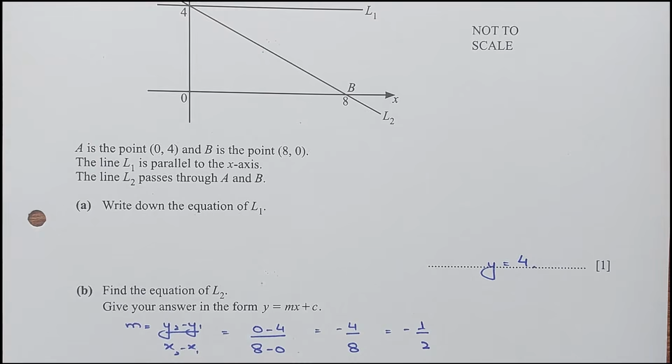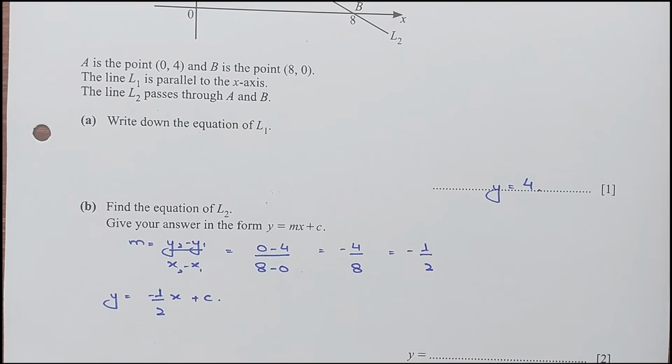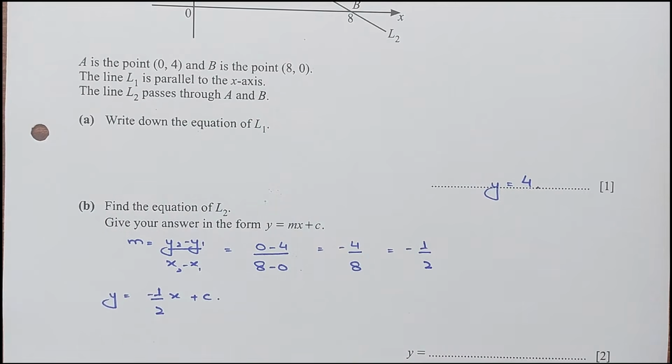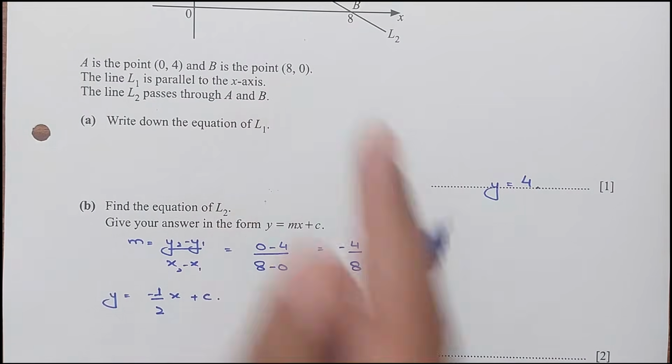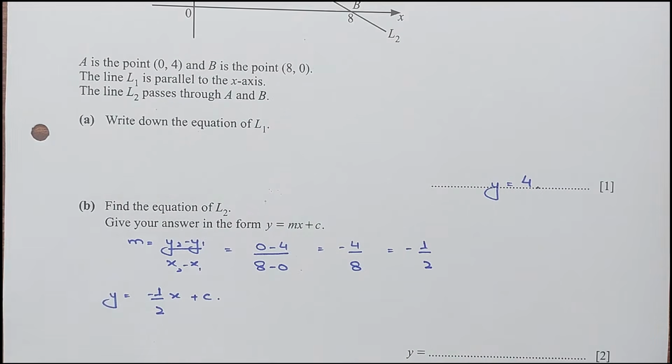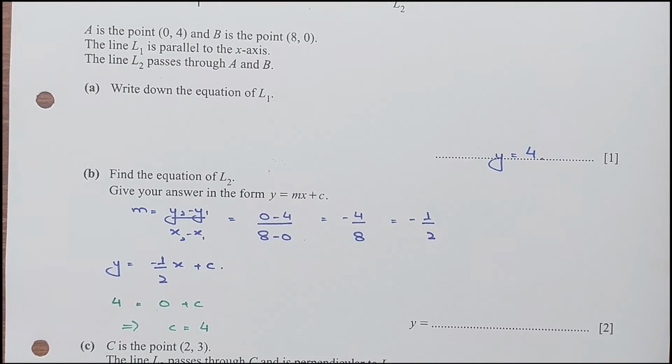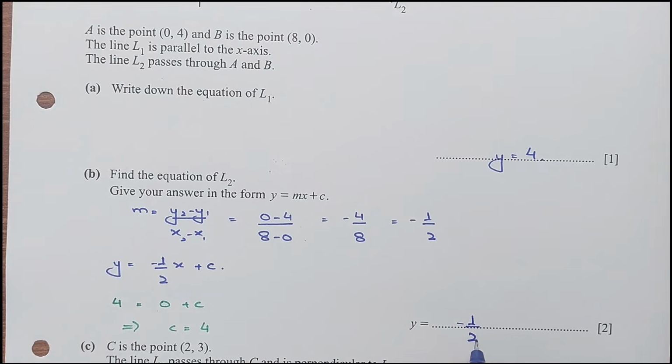So now y equals minus 1 by 2 x plus c is the equation of line L2. Now we have to solve for c by substituting the point A or the point B. This is your choice. Let me substitute A. x is 0 and y is 4. So 4 would be equal to 0 plus c. So from here we can say the c value is 4. Right, so the equation of the line is y equals minus 1 by 2 x plus 4.